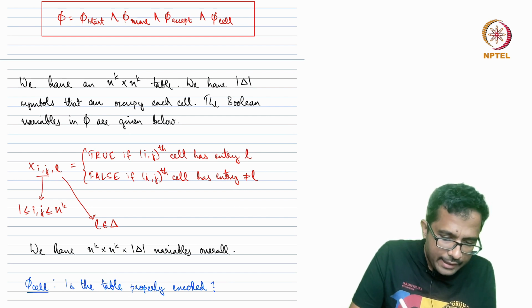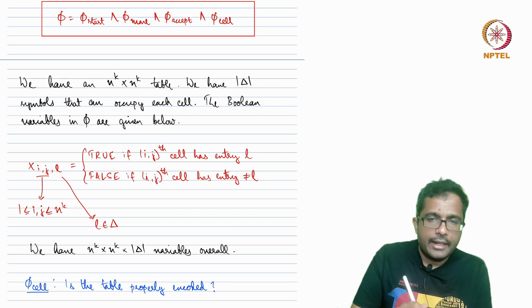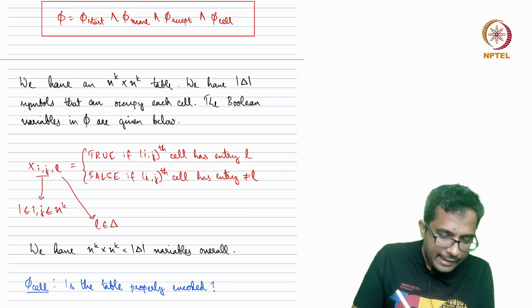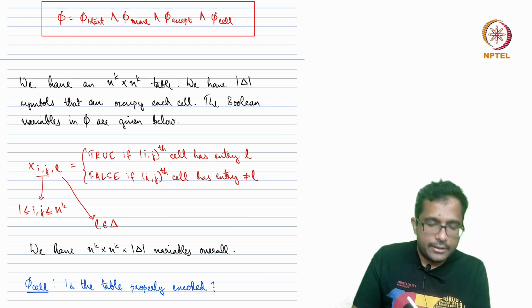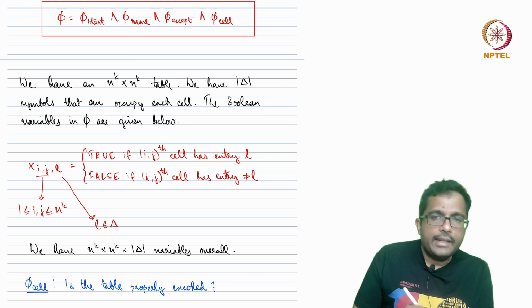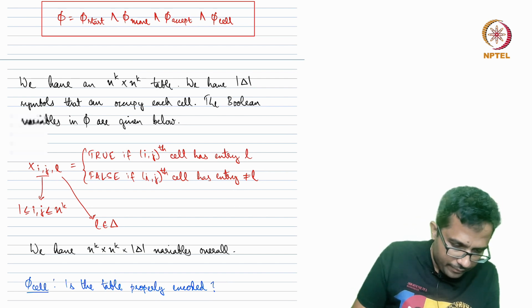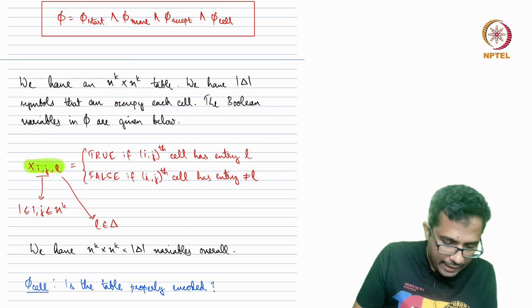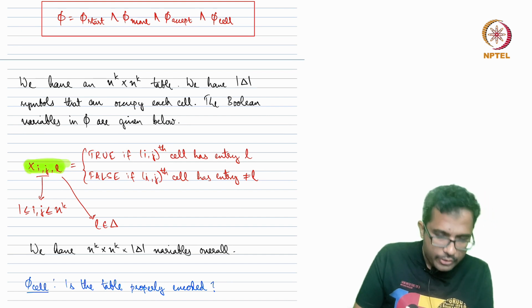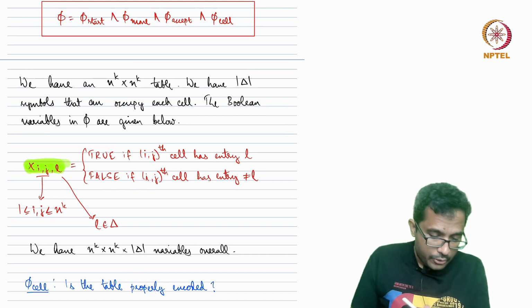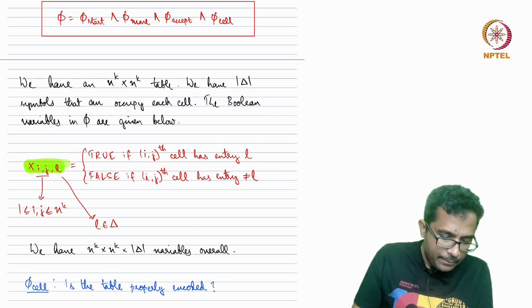So each cell can have any of the possible delta symbols, and to denote this we have delta variables for each cell. So the Boolean variables that we work with are of the form xijl, with three subscripts i, j and l. So i and j denote the table row and column.